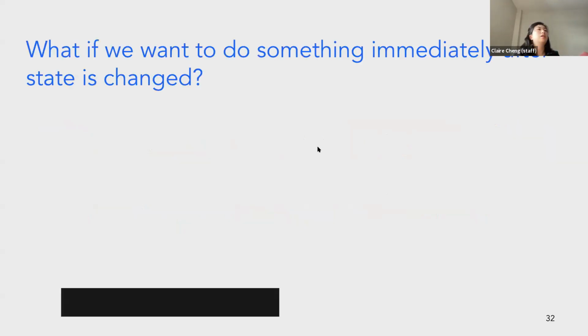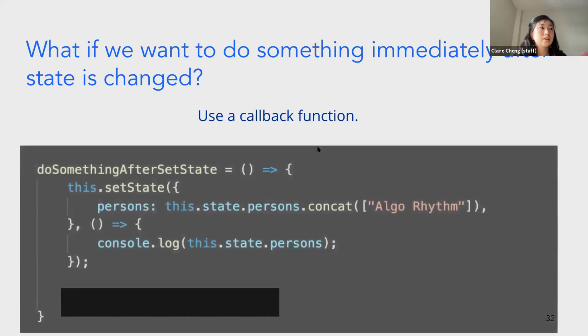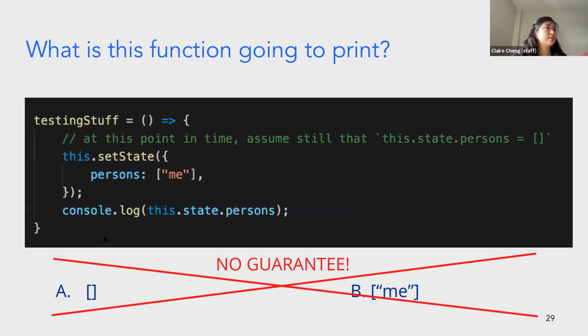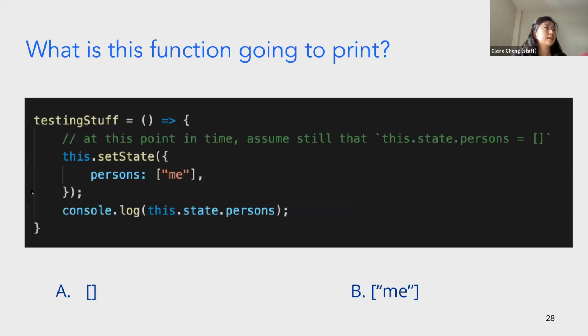So we're going to use something called a callback function, which is a function that is for sure going to happen after the state is changed. How you do that is, within the set state, within this exterior parentheses here, you're going to include a second argument. So remember before, we only had one curly brace thing in set state, and that's what we're changing the state to.